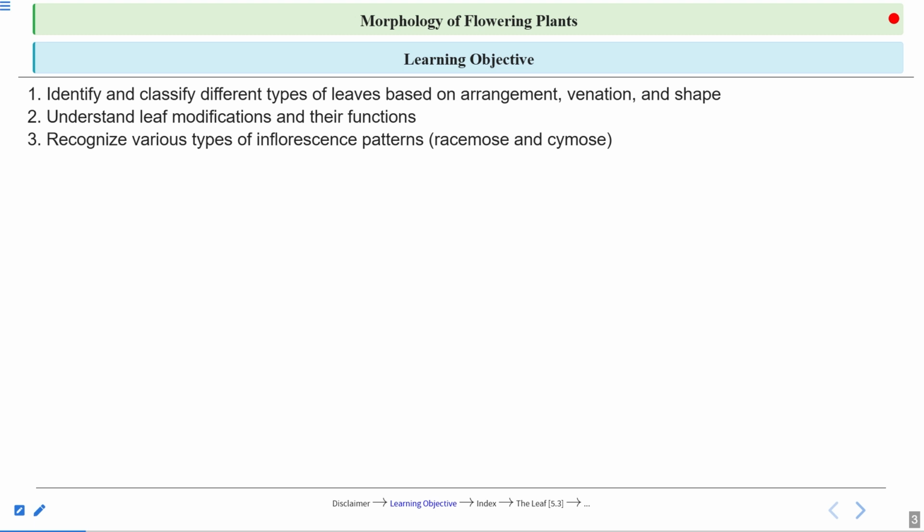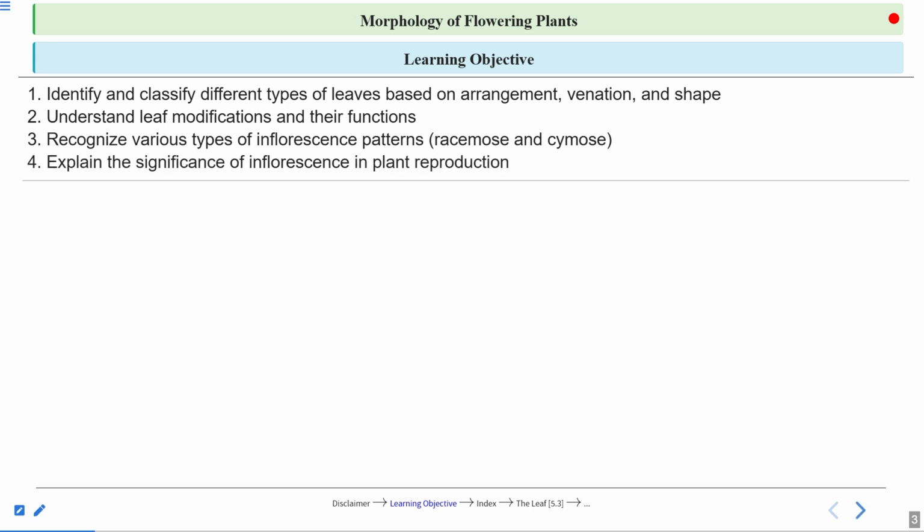We'll also understand the definition of inflorescence. What is inflorescence? There are different kinds of inflorescence. We'll talk about them with examples. Then we will understand the significance of inflorescence in plant reproduction.